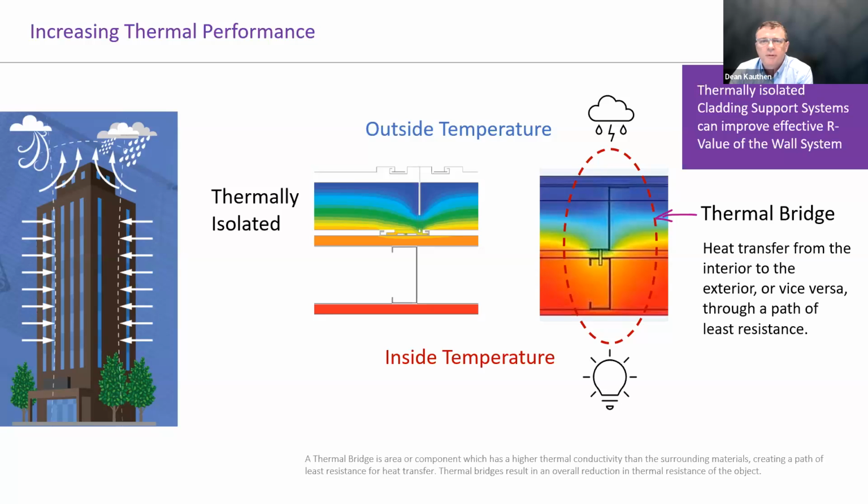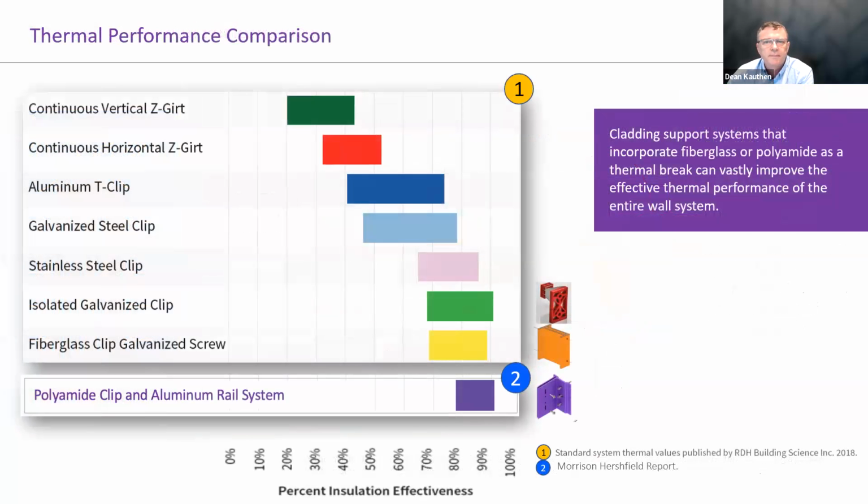And note that the same principles are true in southern regions where the temperatures are reversed with hot exteriors and air-conditioned interiors. So looking at the graph of thermal performance comparison, we can see that the continuous vertical Z-girt, the one that we see here in green, for example, has a very low percentage of insulation effectiveness. And then as we go down and right, we can see that the different type of clip systems using different materials have a much higher thermal performance.